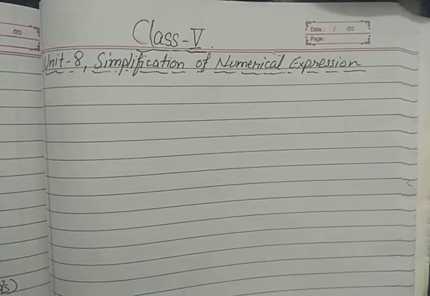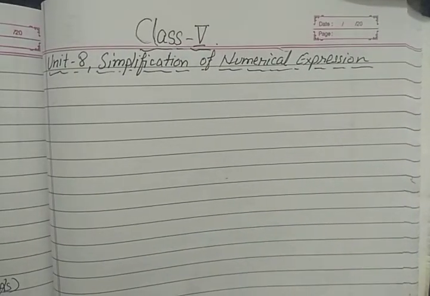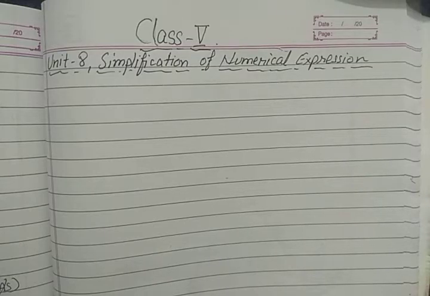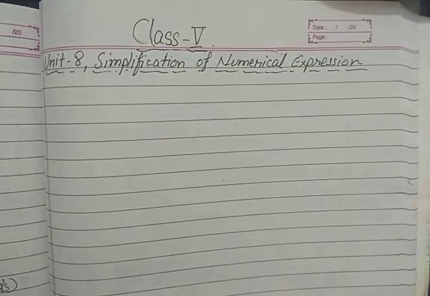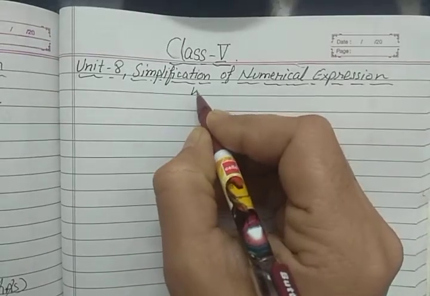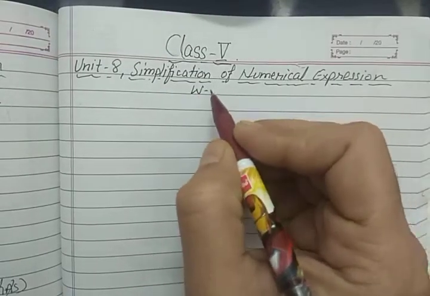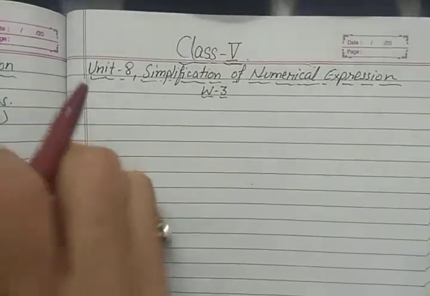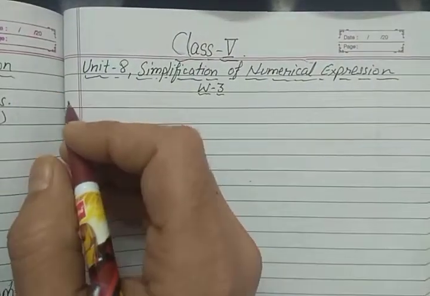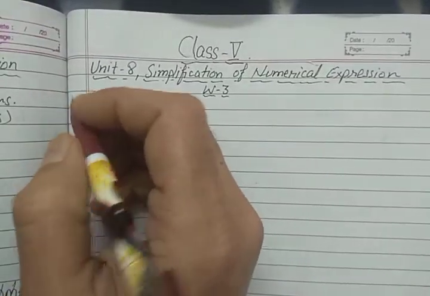Hello students, we are doing Unit 8, simplification of numerical expressions, and we have already done two worksheets. Today we will start the third worksheet of this unit. We have already learned the simplification rule, that is DMAS. That is the only thing that you have to learn, and we will solve the questions based on DMAS.